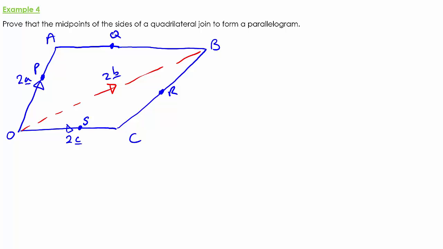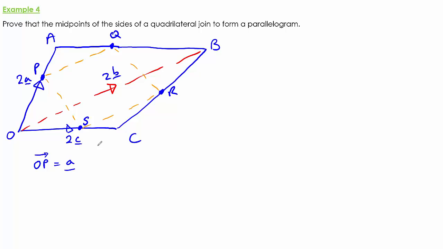Now, what we're trying to show is that these midpoints, when they join up, form a parallelogram. So we're going to be interested in PQ and comparing it to SR, and PS and comparing it to QR. So OP I can see is just A. Remember that P is the midpoint.